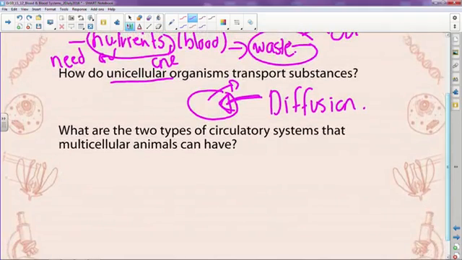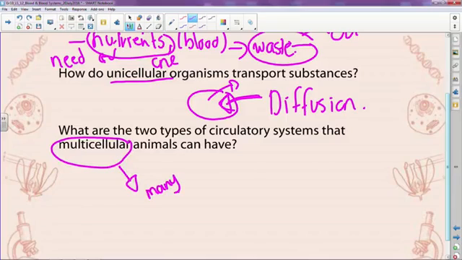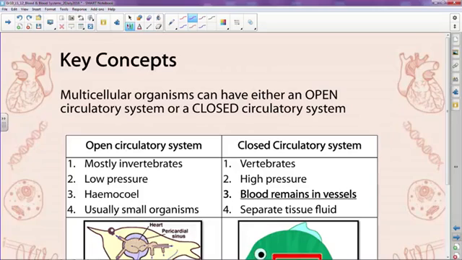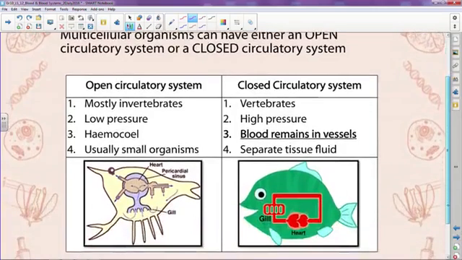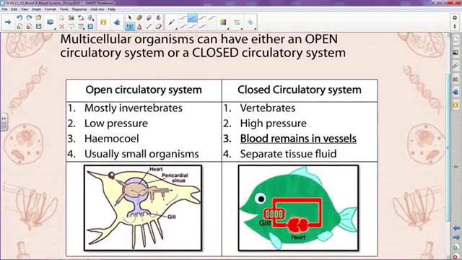a specific system. Now, when you are multicellular, you have many cells. And because you have many cells, you now need to have a particular system that's going to bring things in and out, which brings us to this key concept. Okay, guys, our two key concepts that we are going to look at are an open circulatory system and a closed circulatory system.